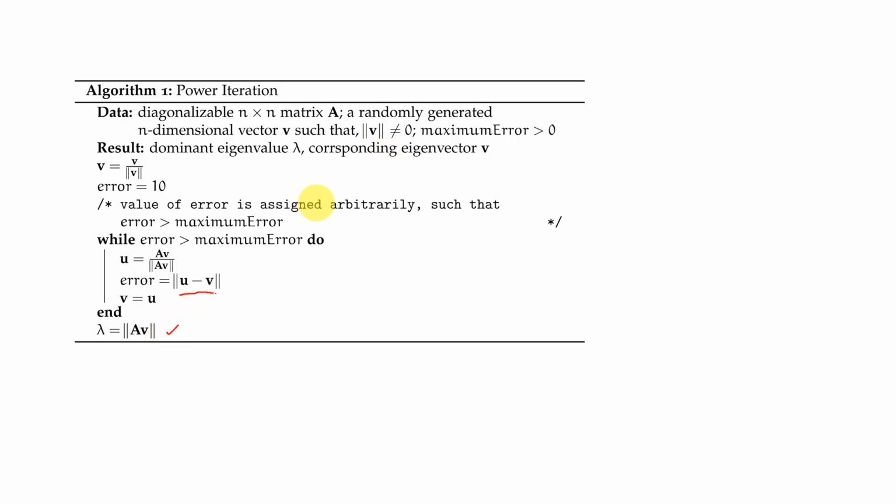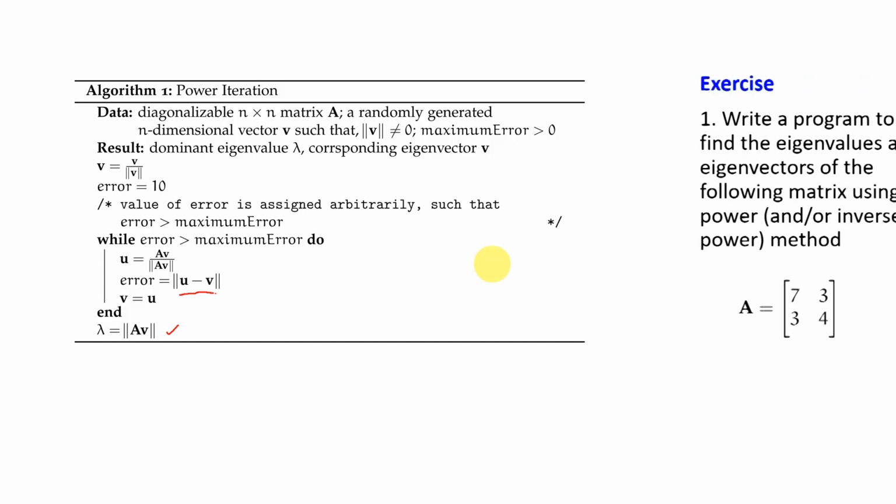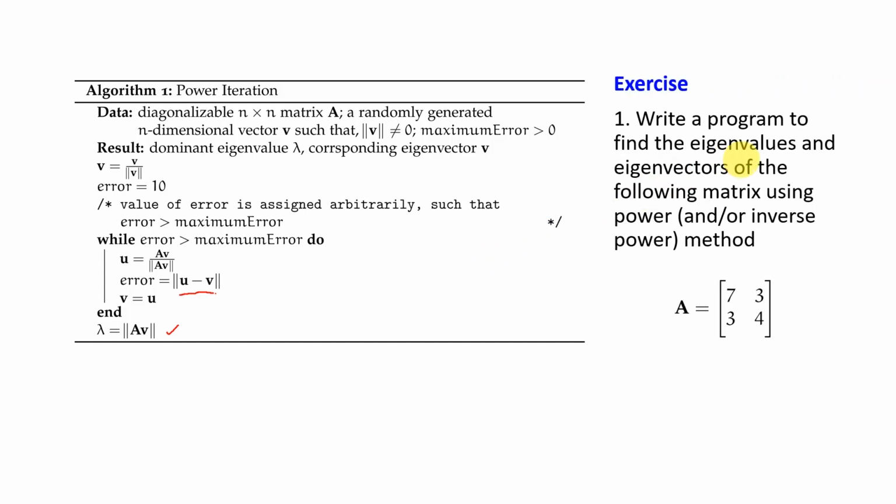Now that we understand the power method as well as how it works, and also we have seen the inverse power method, you can write a computer program to find the eigenvalues and eigenvectors of this matrix A. You have to use the power method as well as the inverse power method, and I hope now you understand both the power and inverse power method well enough to write this computer program.